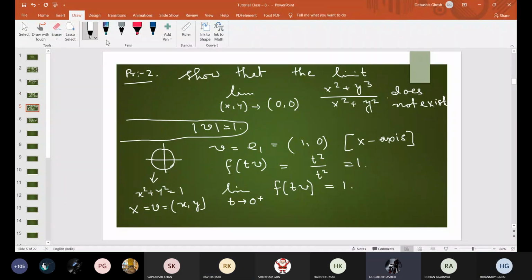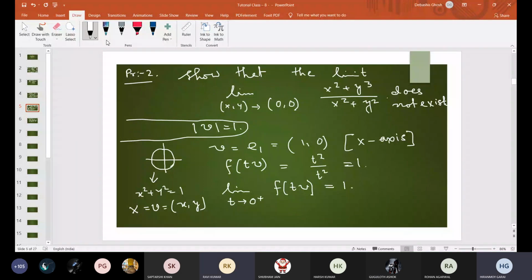Sir, this f of tv is equal to t square by t square is equal to 1. How is that? You just replace that. What is tv? Tv comes to your t, and this is your t into 0, that is t comma 0. So if you replace x for your t and y for your 0, that comes to t square by t square. Similarly, if you consider first v dash, y axis.